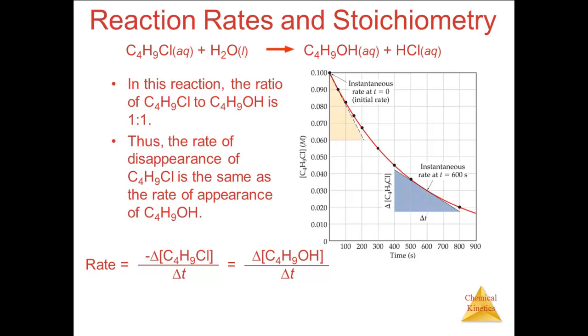Rate equals minus the change in concentration of C4H9Cl over change in time equals the change in concentration of C4H9OH over change in time. Remember that the rate is defined as the change in concentration of the product with time. This means that the rate is positive since the concentration of product increases. So, since the concentration of the reactant is decreasing, producing a negative change in concentration, we must use a negative sign to change a negative rate into a positive one.